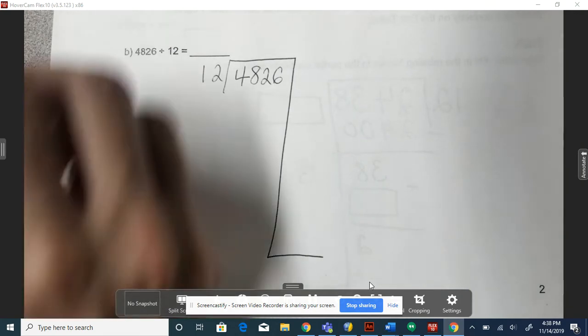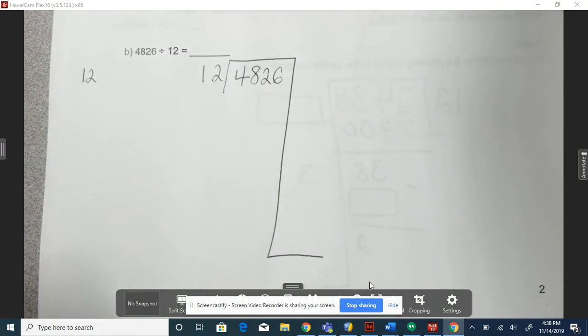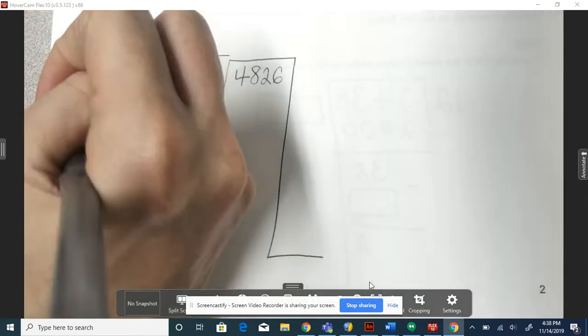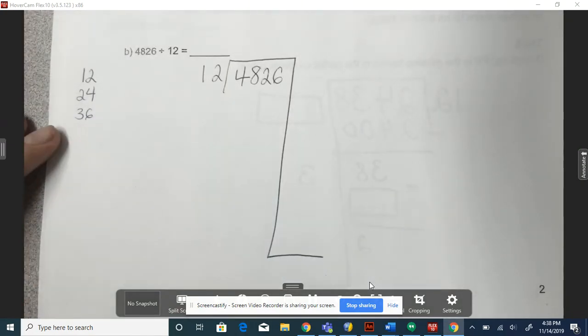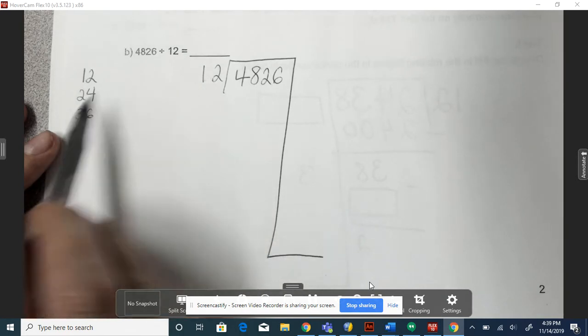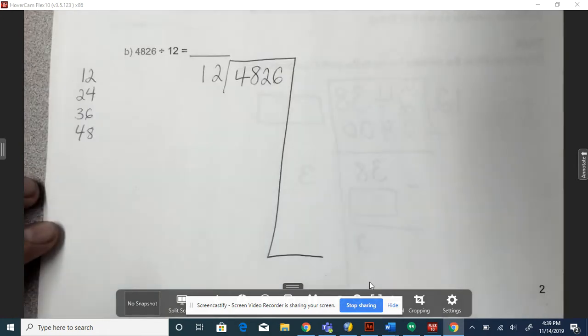So I know 1 times 12 is 12. 2 times 12 I know is 24. 3 times 12 is 36. And when it starts to get harder and harder, I can always just add 12 in my head instead of multiplying each time. So 36 plus 12, well, 6 plus 2 is 8. 3 plus 1 is 4. So 48 would be next.